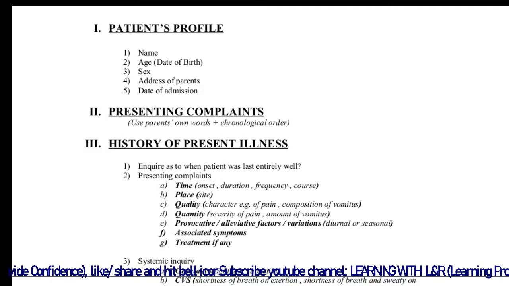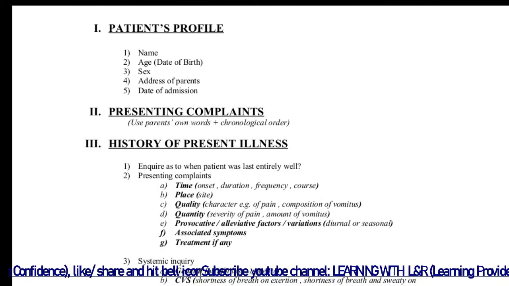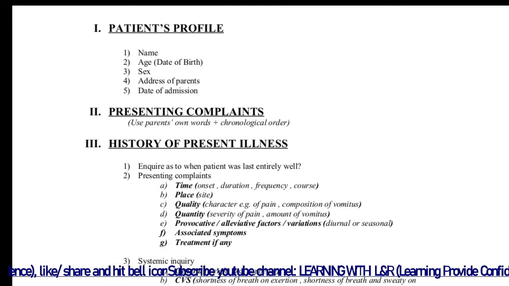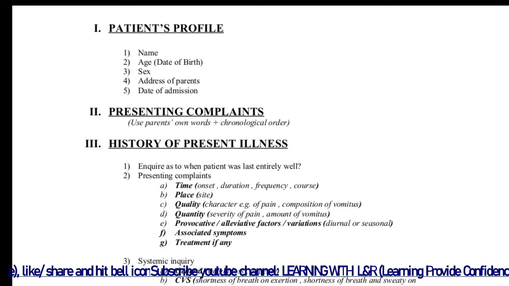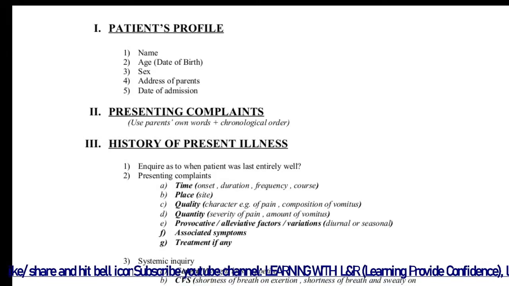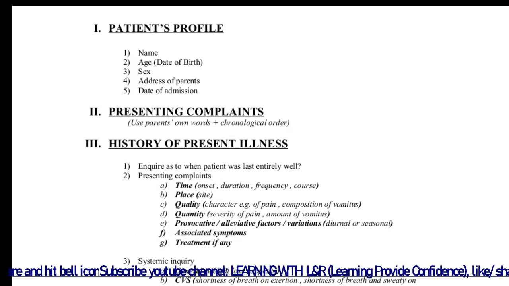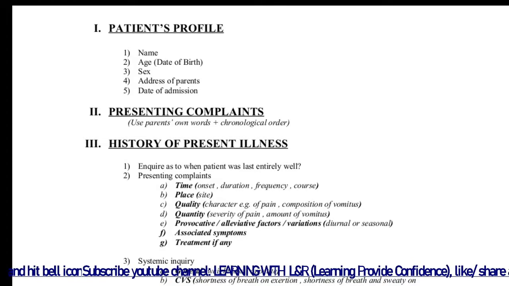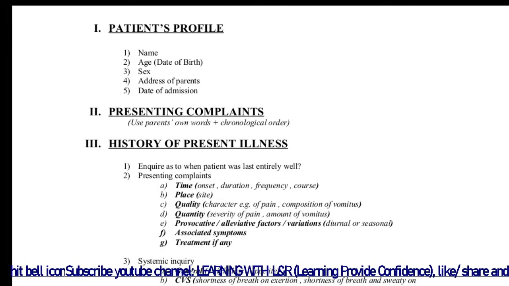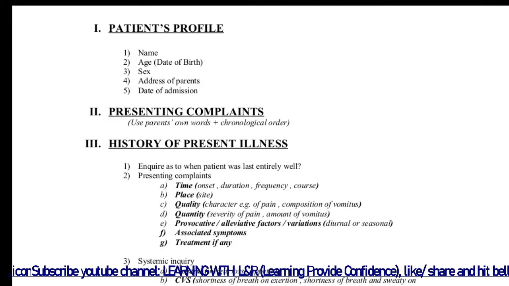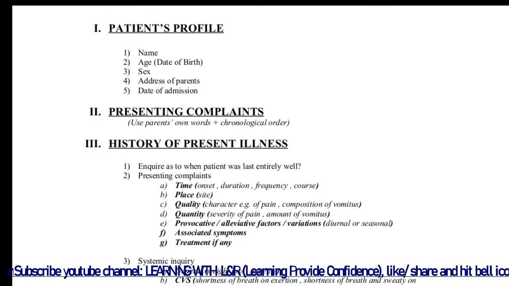Then presenting complaints. For presenting complaints, we talk with the parents to collect this part of the history, and we have to write in chronological order. Whichever symptom appears first, we write first, then after that the other symptoms or complaints. Then the next one is history of present illness.